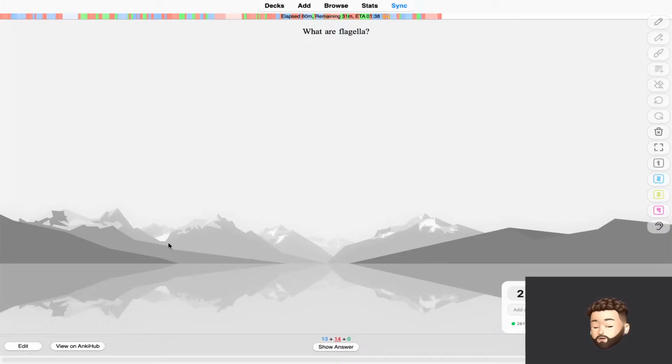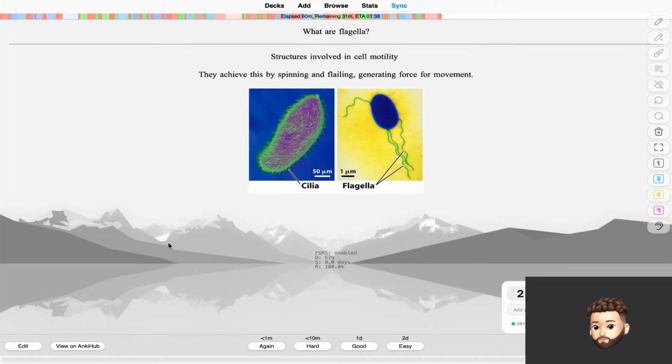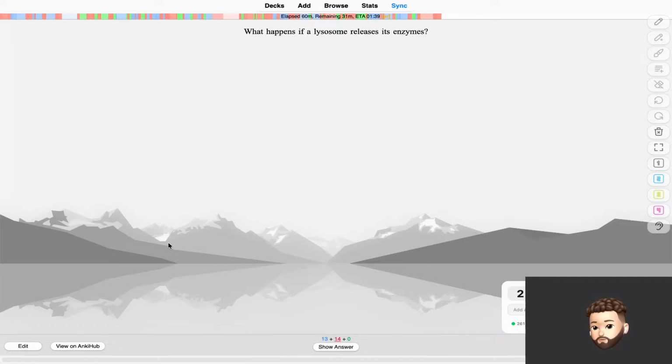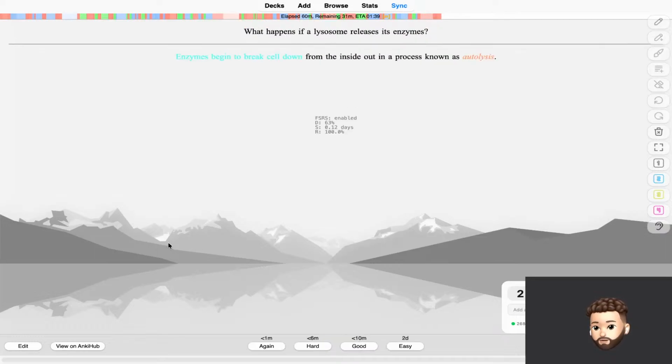What are flagella? Flagella are... I don't remember the definition for this. Okay. What happens if a lysosome releases its contents? It causes autolysis. The cell breaks down from the inside.